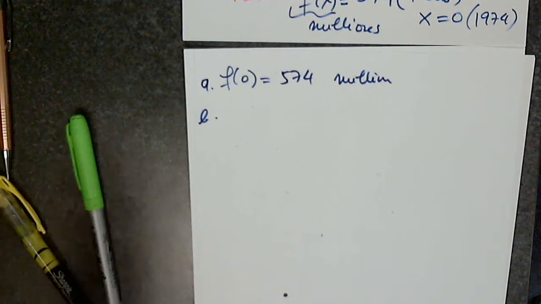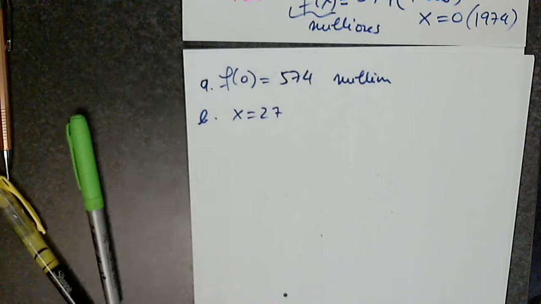Substitute 27 for x and use a calculator. Okay, so in that case, in y equals, I will clear what I have and I will punch in 574 in parentheses 1.026 and caret and x. And then I'll go to second and table and punch in 27.